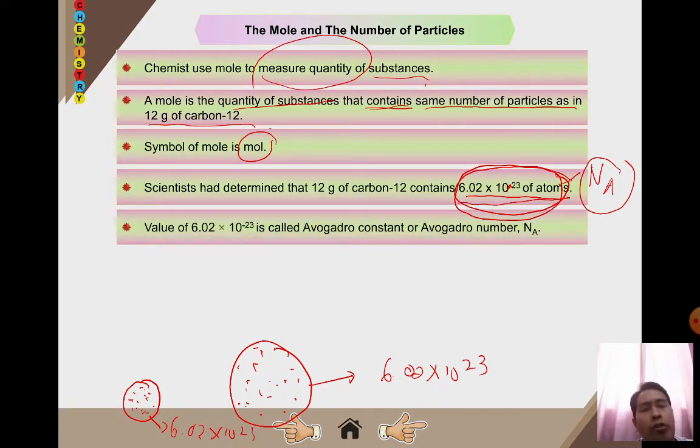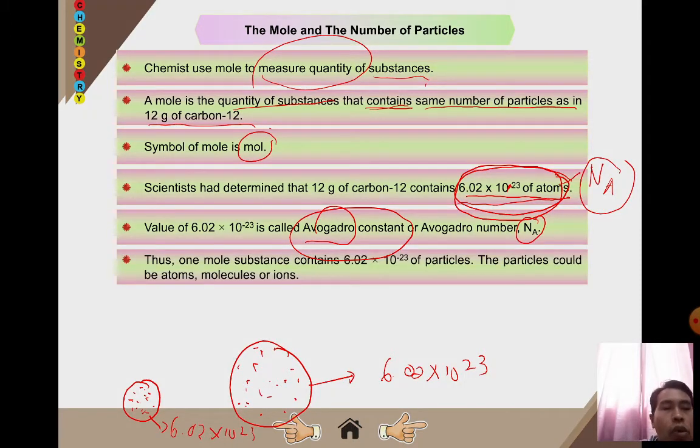The value of 6.02 times 10 to the power of 23 is called Avogadro constant or Avogadro's number. Ni cikgu beritahu, Avogadro's ni adalah nama manusia lah. Seorang manusia yang menemui the number of particles ni. Dia yang jumpa dulu, so dia bagi nama dia lah Avogadro's constant. Okay, simbol dia adalah Na di sini.